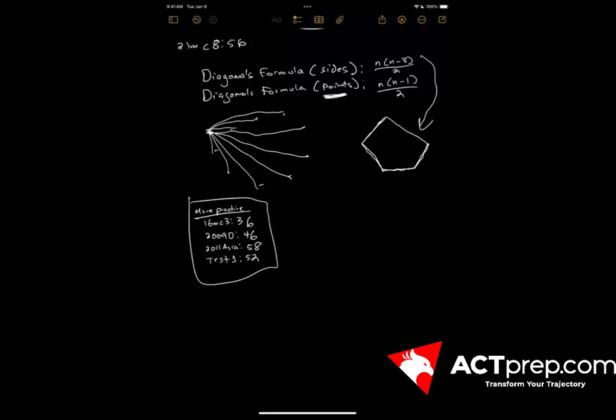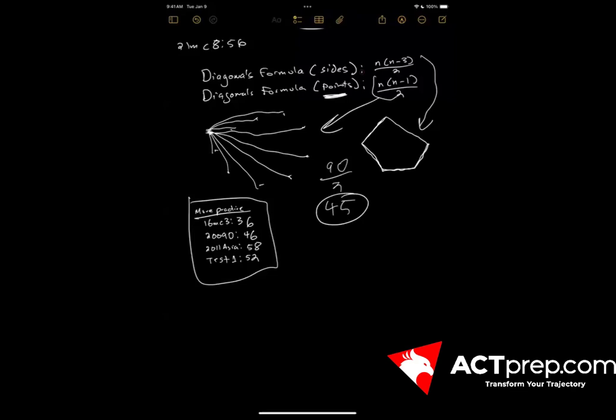And all that you do for this is just a very simple formula. You just take n times n minus 1 divided by 2, where n is the number of points. So we would just do 10 times 9 divided by 2. So it's going to be 90 divided by 2, which is 45 for this answer. So very simple, very quick question.